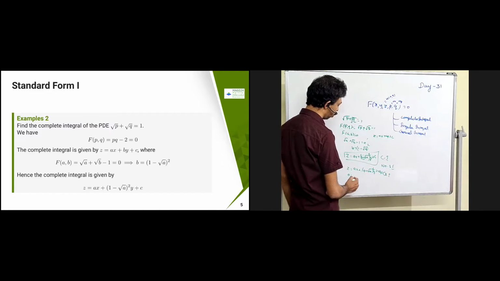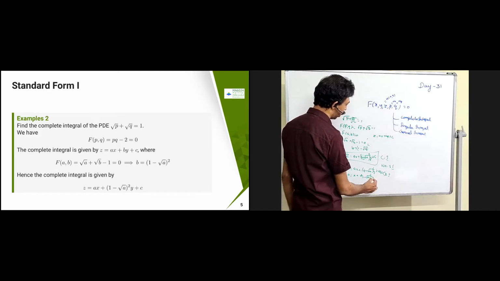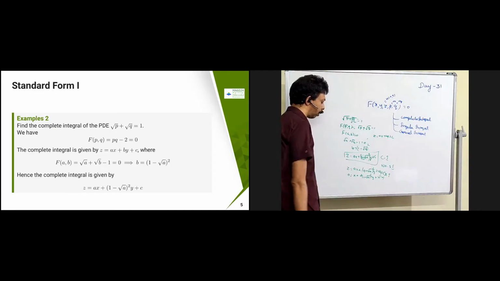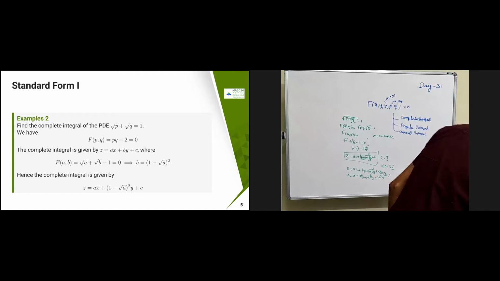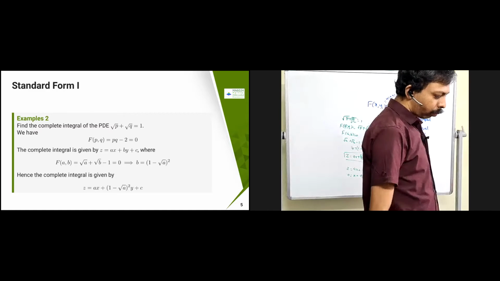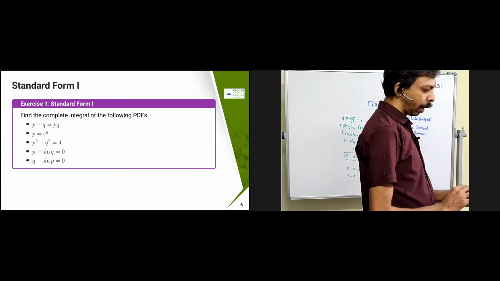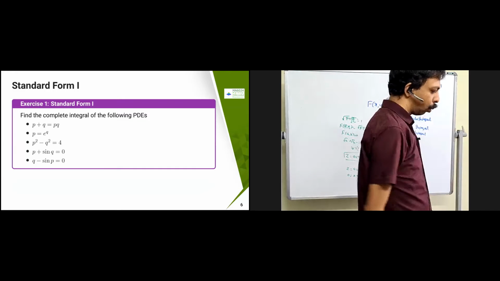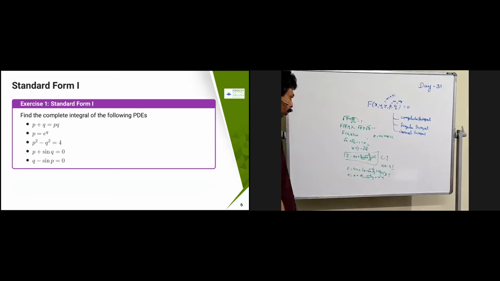Then you differentiate this one, 0 equal to x plus d of (1 minus square root of a) whole square into y plus psi dash of a is going to come. Now we solve these two equations, and that is going to give you the answer. So these are some of the exercise problems. For the complete integral, you can just put p plus q equal to pq, etc. Some are assignment problems, so you can just solve them.